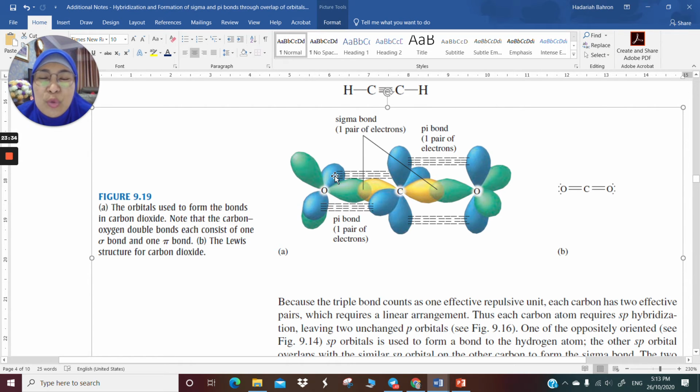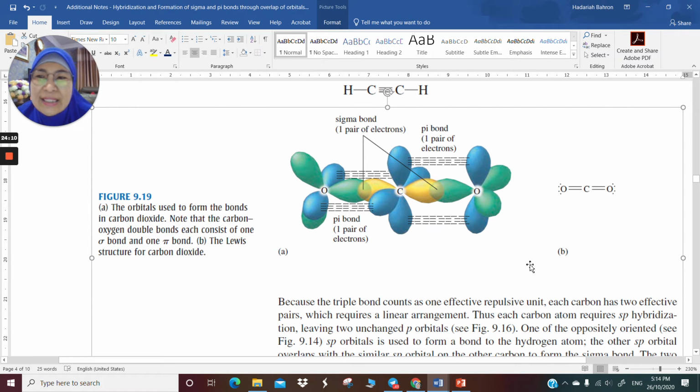So for the sake of discussion, this is a Py because it will overlap nicely with the Py of your carbon here. This is a Pz because it will overlap nicely with your Pz of the carbon here, to make one pi bond on one side and one pi bond on the other side. So you have the carbon dioxide bonding formation in that way. So you have sigma bond, pi bond, pi bond.